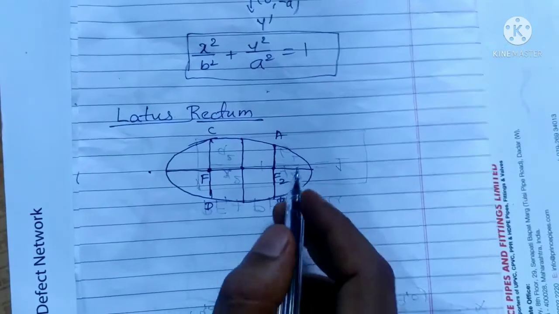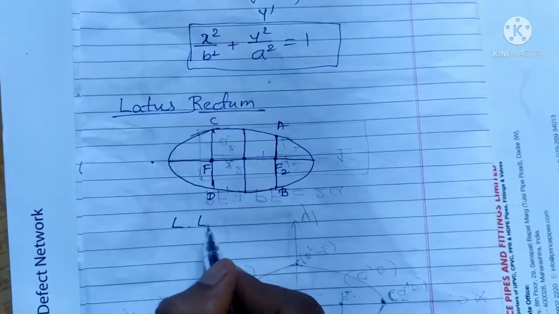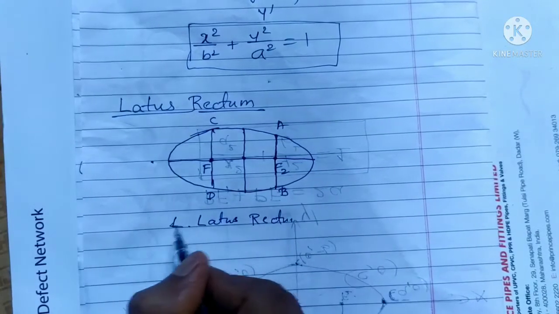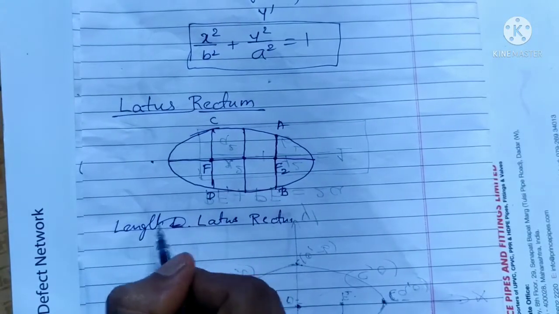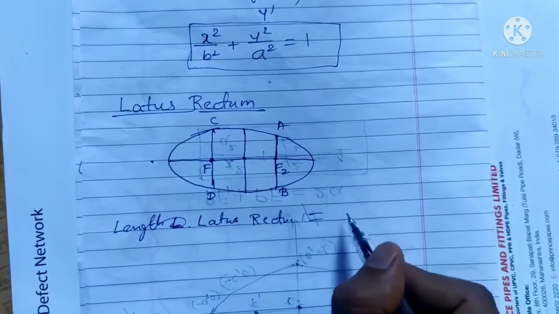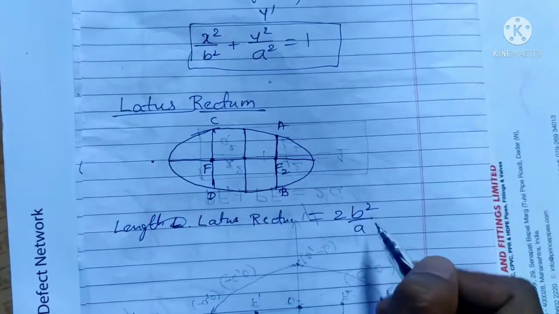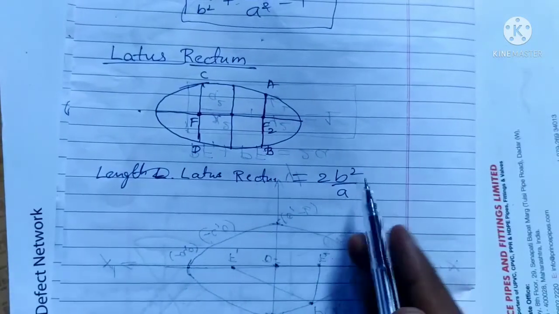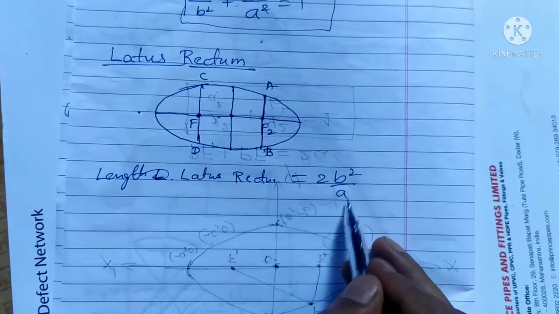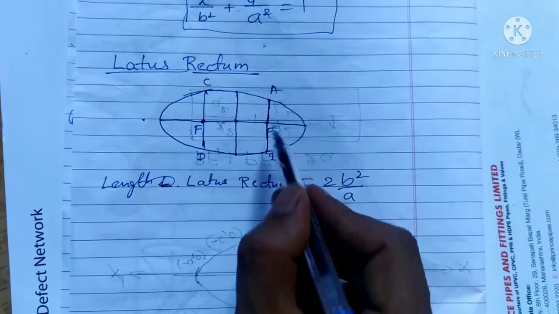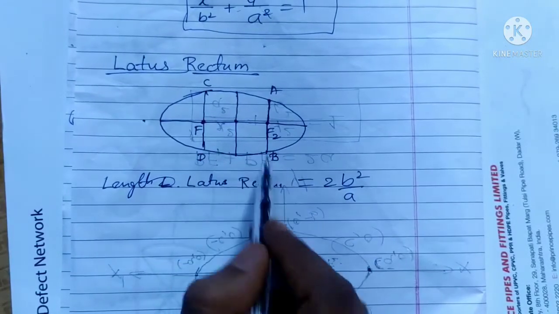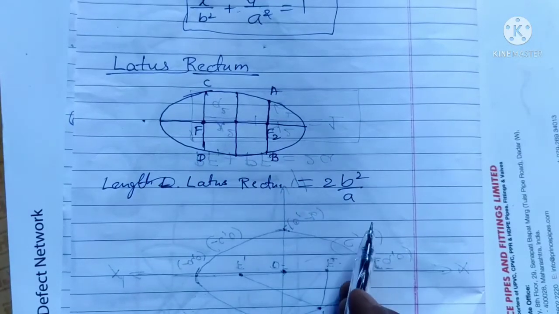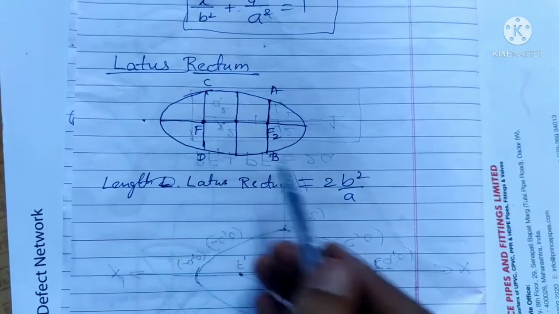Then there is a formula to find the length of the latus rectum. The length of the latus rectum is equal to 2b square by a. Using the equation you can derive this formula, but you just remember that it is 2b square by a. This is the length of the latus rectum, only AB, not both AB and CD. The length of AB is 2b square by a. If you consider both latus rectums, then it becomes 4 times b square by a.